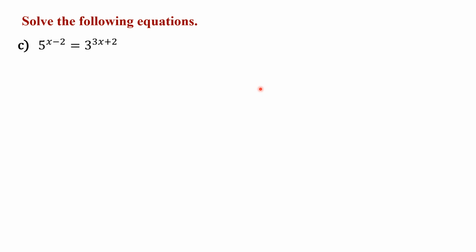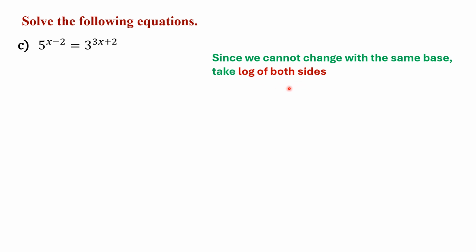Now for the last example of exponential equation, we have 5 to the x minus 2 is equal to 3 to the 3x plus 2. Here, as we can see, this falls on the case with different bases. With bases 5 and 3, we cannot write this with the same base. So what we're going to do here is we have to take the log of both sides.